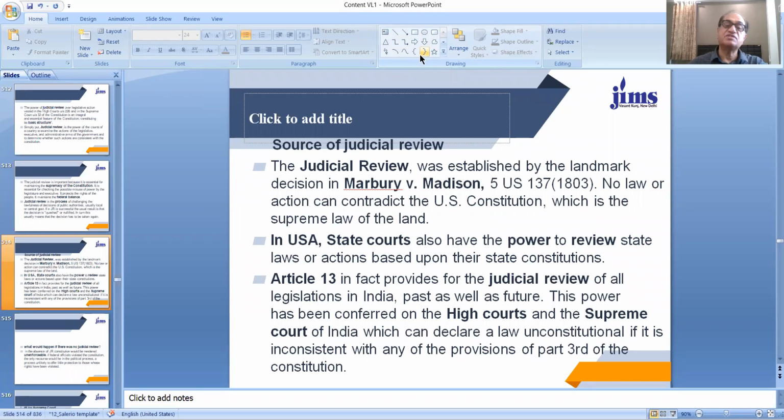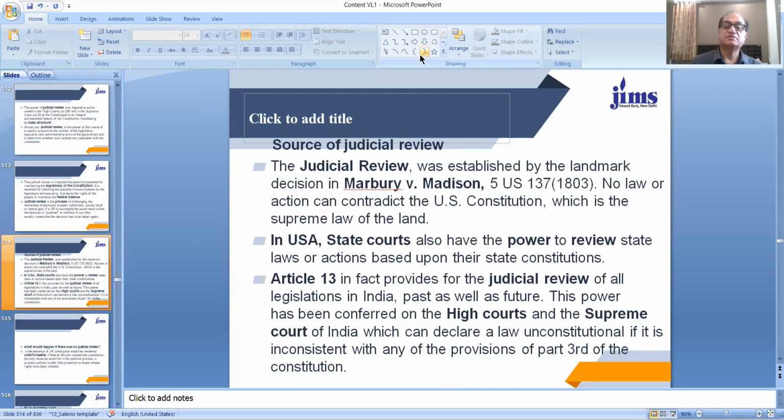And in the United States, there are so many states and they have their own judicial systems. So in the USA, state courts also have the power to review state laws or actions based upon their state constitutions.